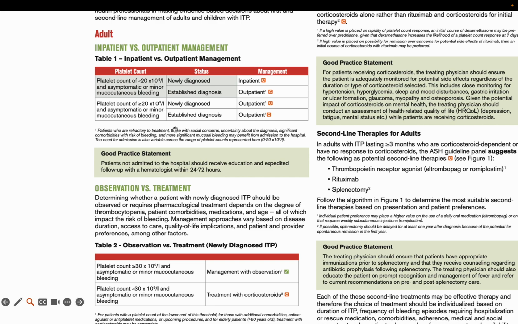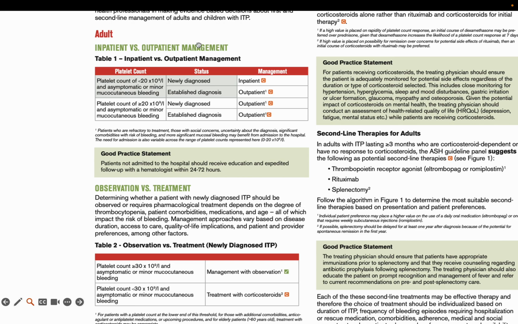So they can be managed outpatient. More than 20,000, definitely outpatient. Newly diagnosed or established diagnosis, definitely outpatient. Only newly diagnosed, less than 20,000, with minor bleeding manifestations, you admit and see. If critical bleeding is there, definitely anyone will admit. So established diagnosis, all outpatient only.